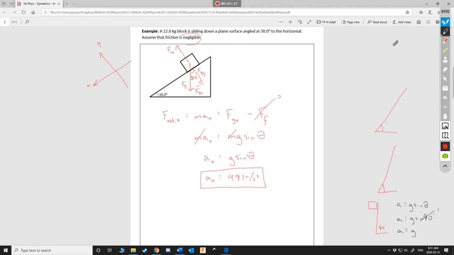If we go all the way to a flat surface, that's when a is equal to g sine 0 degrees. Right, so this is essentially the same as an object resting on a flat surface. A is equal to 0. It's not going to accelerate down the incline because there is no incline. So a_x is equal to g sine theta.